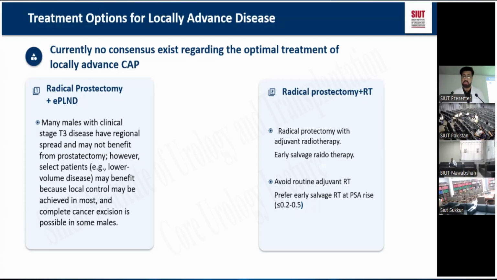And the second one is radical prostatectomy followed by radiotherapy. So radical prostatectomy for locally advanced disease. For radical prostatectomy, the patient should be selected very carefully. Like, the patient should have very low volume disease, because with high volume, there is a chance of macrometastasis, and it will be problematic later on post-operatively, as in case of recurrence or biochemical recurrence. So these patients have to be selected very carefully and preoperatively.